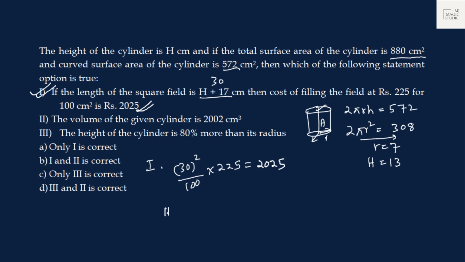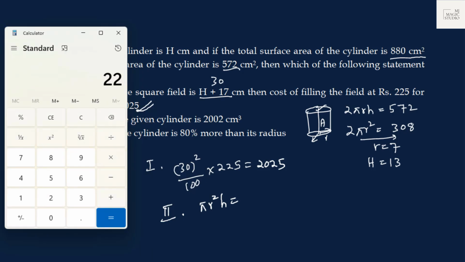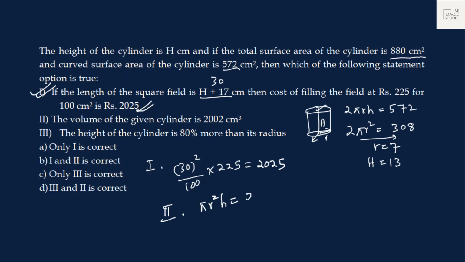Statement 2, the volume of the given cylinder. Volume of the cylinder is given by pi r square h. Let us calculate that too. 22 by 7 into r was 7, that is 49 into 13, that is 2002. That means volume is equal to 2002. That is also correct.